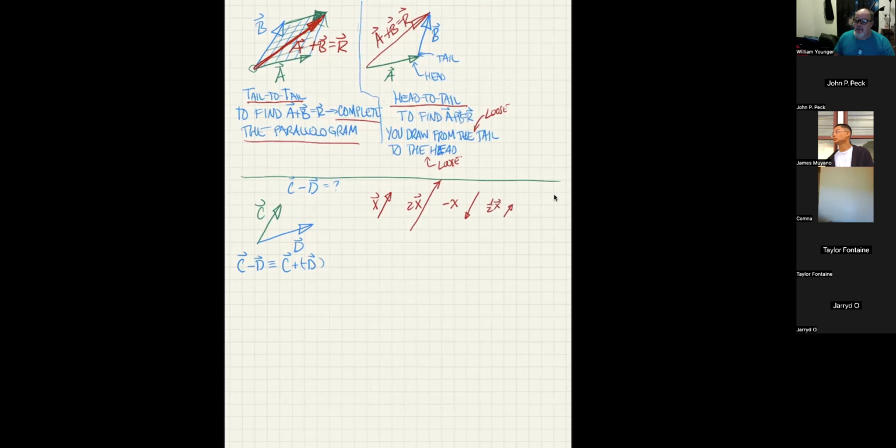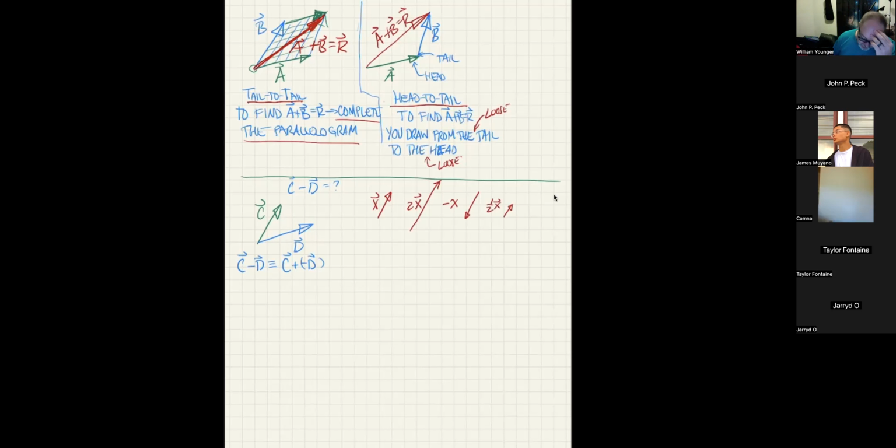When you multiply a scalar times a vector, if the scalar is bigger than 1, you're going to make it bigger by exactly that factor. If the scalar's smaller than 1 in magnitude, you're going to shrink it by exactly that factor. If the scalar is positive, you're not going to change its direction at all. But if the scalar is negative, you're going to change the direction by adding 180 degrees.